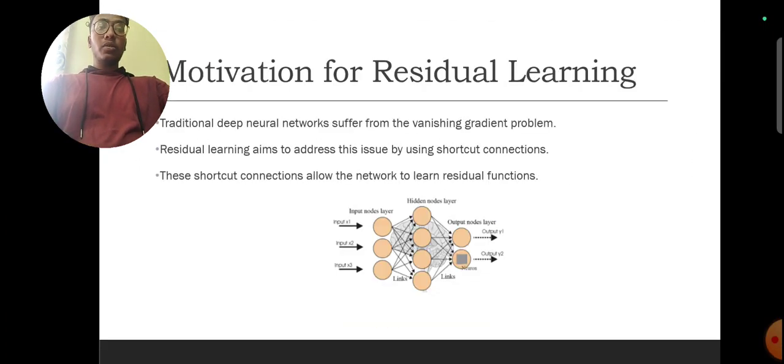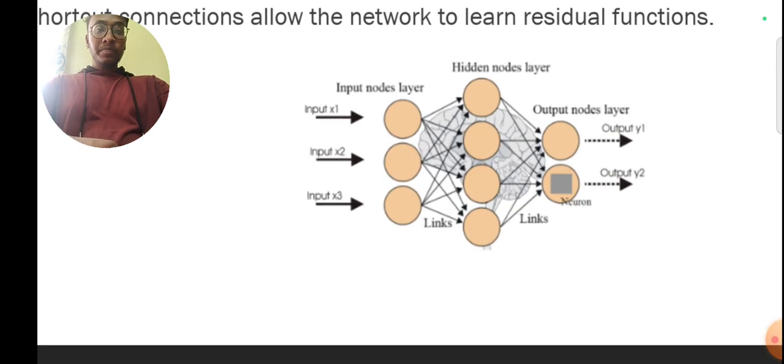So this is the introduction about ResNet architecture, and now the motivation for residual learning. What is the motivation behind residual learning? Why should we learn residual learning? Traditional deep neural networks suffer from the vanishing gradient problem. Residual learning aims to address this issue with a shortcut connection. These shortcut connections allow the network to learn residual functions. You can see the image over here.